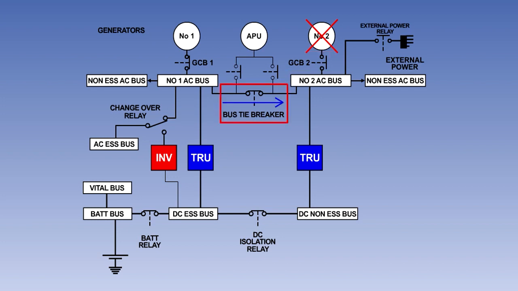The bus tie breaker will close automatically, thereby maintaining power to all busbars from only one generator. Loads on the non-essential busbars can be shed if required. If necessary, the APU can be started so that its generator can be brought online to replace the failed engine-driven generator. In this case, the bus tie breaker will open once more to isolate the APU generator from the serviceable engine-driven generator.